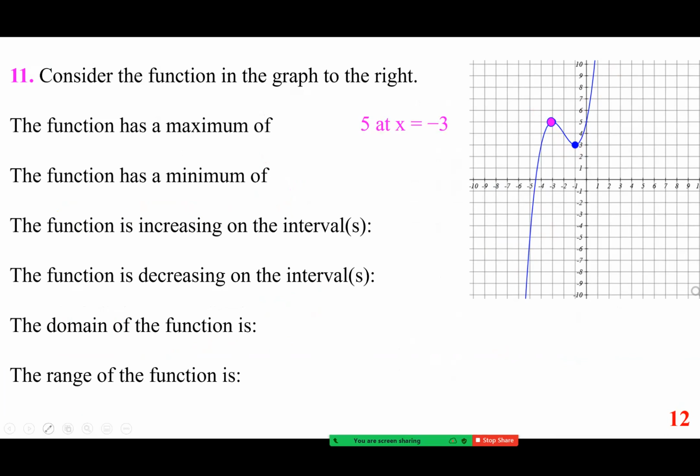And again, you may write it as maximum equals 5 at (-3, 5). So however they want it. The minimum is here, having coordinates (-1, 3). So the minimum is equal to 3 at x equals -1.